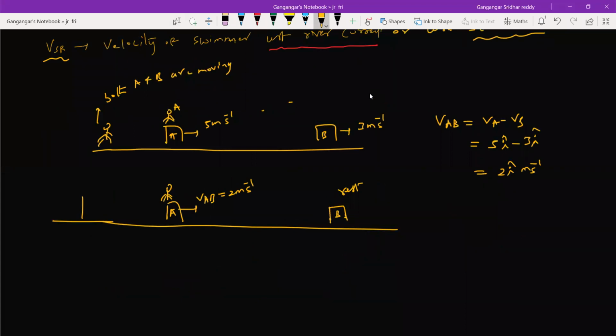Now what happened? What he says is that B is at rest. Who is saying B is at rest? When person A moves with a VAB, then B will be at rest. Not like 5 meters per second, I just changed the situation. Actually, B will be moving, but for him, what happened? He will still appear at rest. But with respect to ground, they are moving.